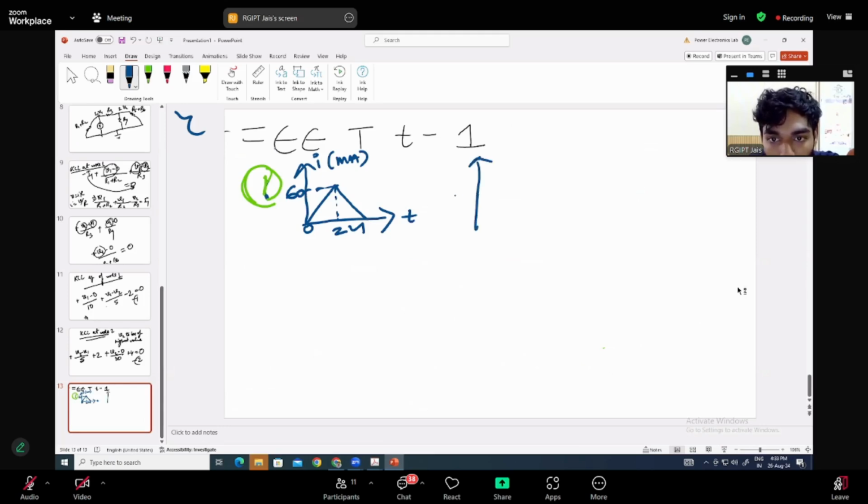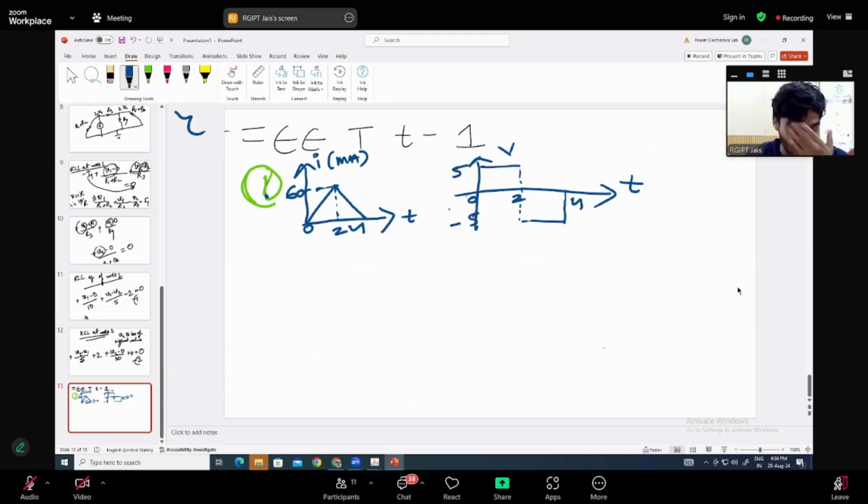And similarly for voltage, we have volt and time. Sorry, we're having 0, 2, 4, and the maximum is 5, and this is minus 5. So from this graph, we have to use this equation. In maths, we have seen this, right? y equals mx plus c is the equation of the line.